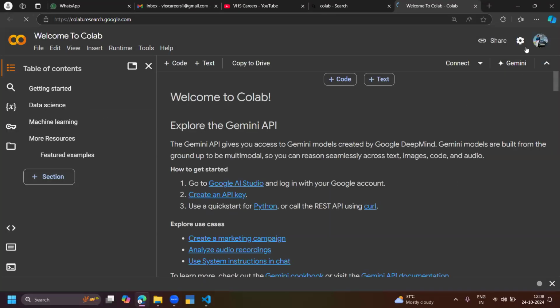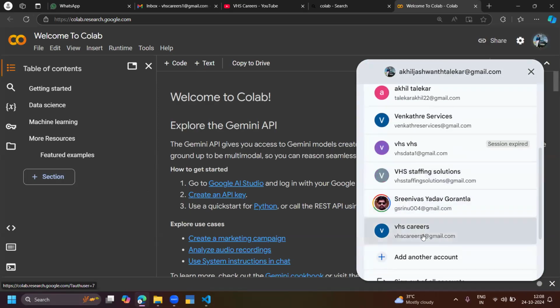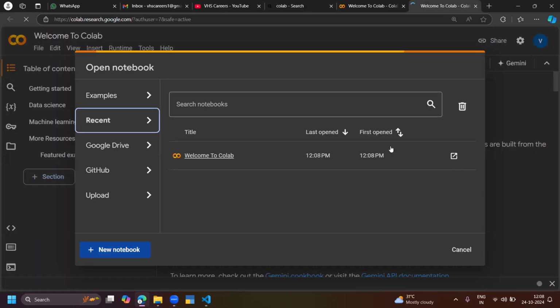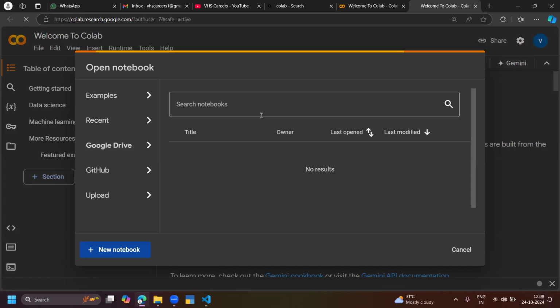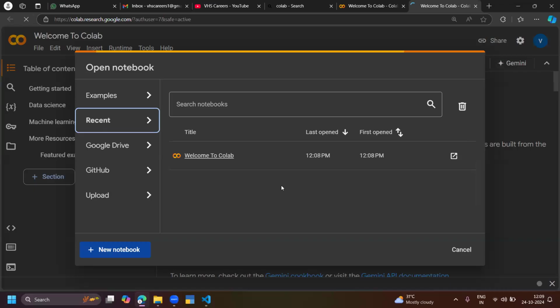Okay, so this Colab file should be saved in our drive. So let me change the drive here. Here I'm changing the drive to VHS carriers. In the Google Drive, I am creating a new notebook. I will share all the drive files today. I am creating a new notebook in the Google Colaboratory, Google Drive.